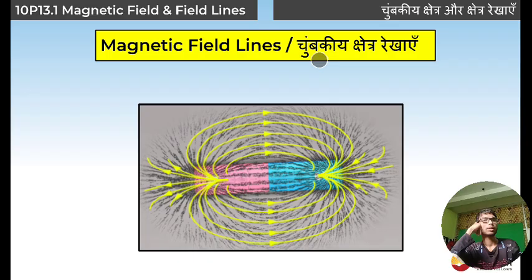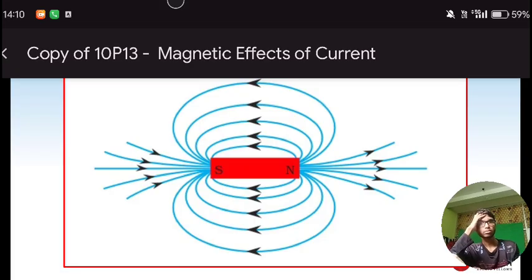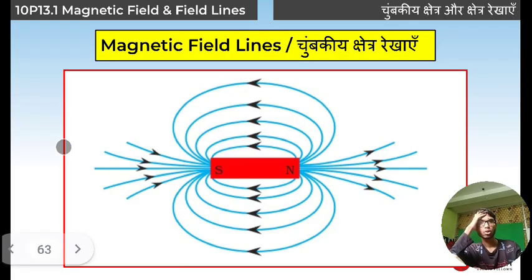Magnetic field lines. It is talking about these lines. So the pattern of magnetic field lines is like this. It is going like that, then like that, from north to south. And here we can see the south, and it is coming out. North to south.